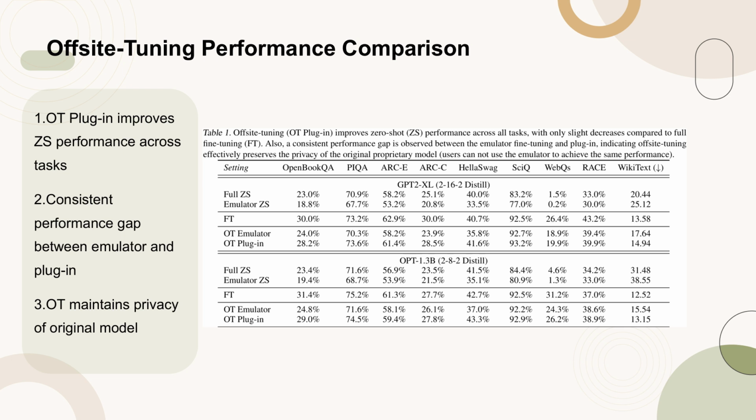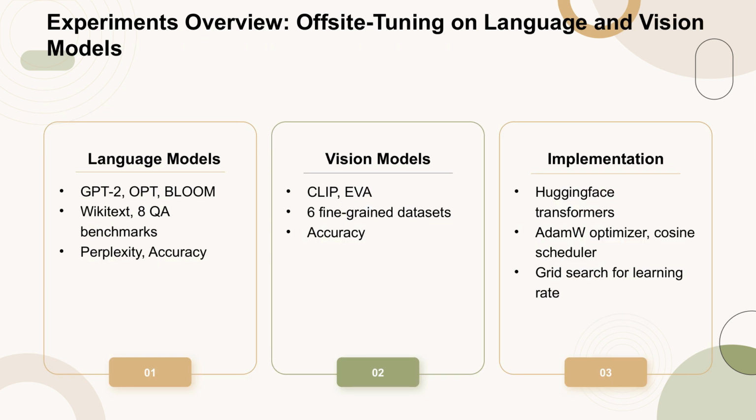The table highlights the slight decreases in performance compared to full fine-tuning, FT, yet the overall improvement in zero-shot capabilities is substantial. In this section, we discuss the experiments conducted to evaluate offsite-tuning on both language and vision models. For language models, we used GPT-2, OPT, and Bloom, and evaluated them on the Wikitext dataset and 8 question-answering benchmarks. Performance was measured in terms of perplexity and accuracy.